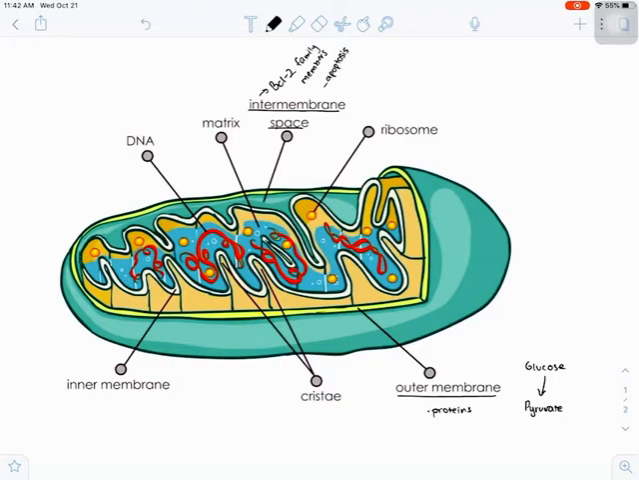After the intermembrane space, we have the inner membrane. Various chemical reactions take place within the inner membrane, but its most important structure is its foldings, as we can see here. And these foldings are called the cristae. So, cristae increases the surface area per volume ratio, which in turn increases the productivity of the mitochondria.